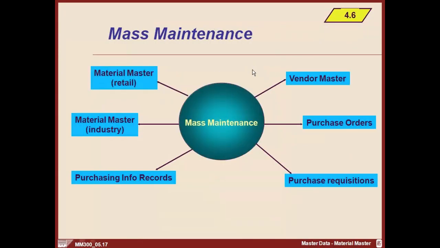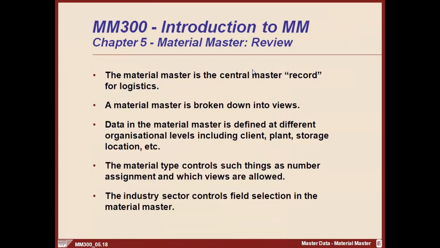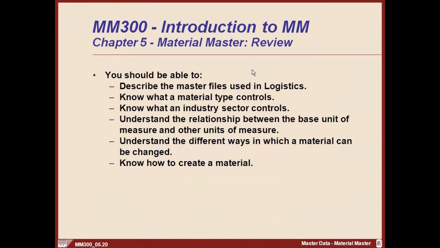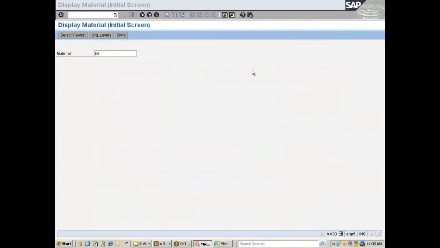Okay, and mass maintenance I have already shown you. Mass maintenance can be done for vendor, material, customer, purchase requisition, purchase order, whatnot. Can be done for many things. As and when we go with different chapters, I will explain you about this one. So this is all about your material master. With this, I am concluding the material master from the end user perspective.